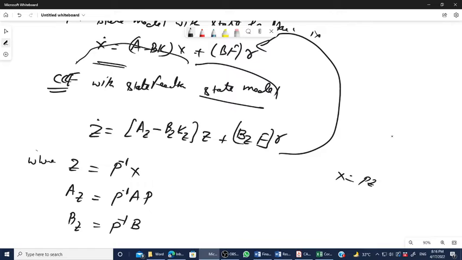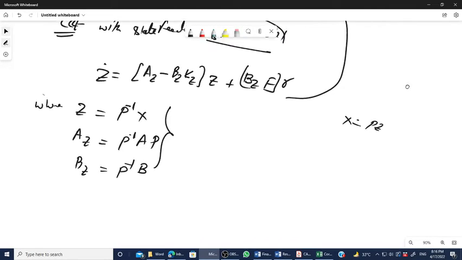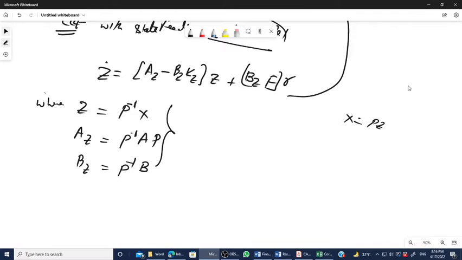We have already seen these things in the transformation, and therefore I am repeating. Go through the previous lecture and try to understand the basic building blocks of the transformation and the other concepts. So your equation now becomes the z dot equation. Now let us just put z equals P inverse x. So z dot becomes P inverse x dot.